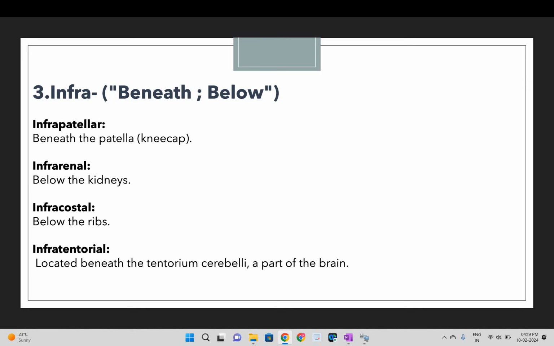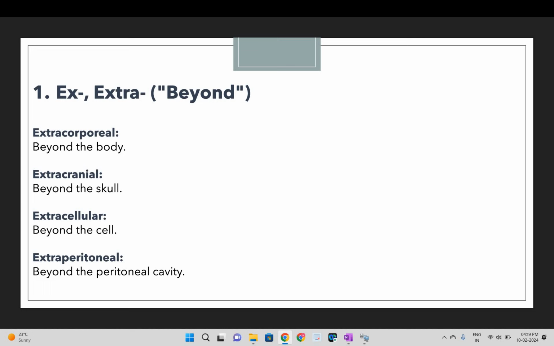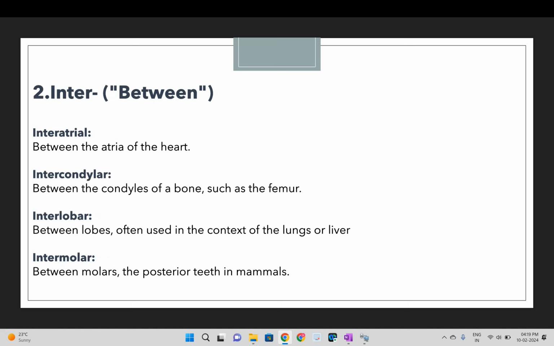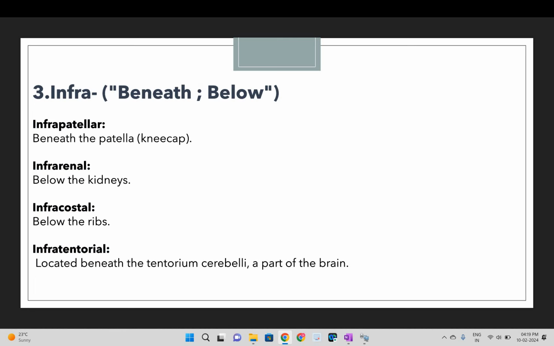Okay, so far we have discussed three prefixes today. Ex, we can use ex or we can use extra, both are useful, right? And both denote the same meaning, beyond. Then we discussed inter, which is related to between. Whenever you want to showcase something as between, you will use the prefix inter. And then we have infra, which is used to showcase something beneath or below.